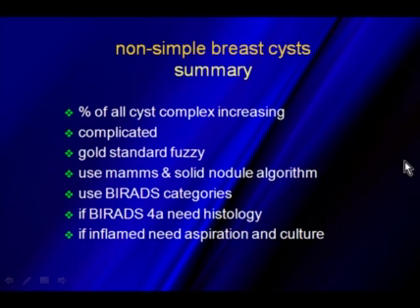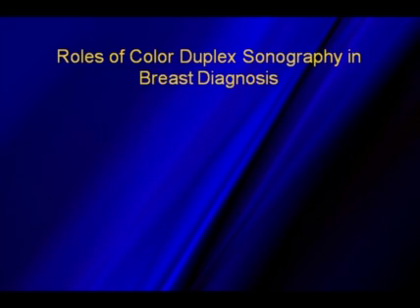So in looking at these non-simple breast cysts, the percentage of cysts that are complex is increasing. It's kind of complicated in dealing with these. The gold standard is fuzzy. What we do is use our mammographic and solid nodule algorithm for evaluating these. We use BI-RADS categories. If it's a BI-RADS 4A, then you need to get histology. If it's an inflamed cyst, you need to aspirate it and also send it for culture.